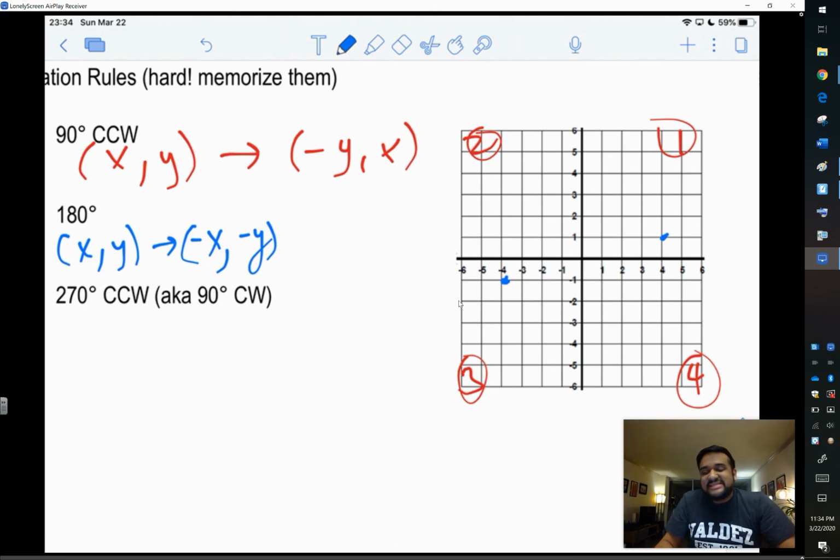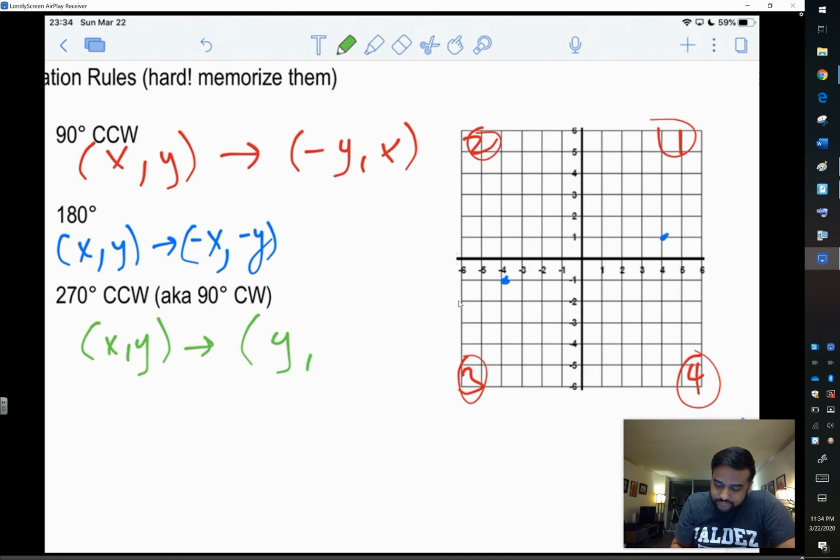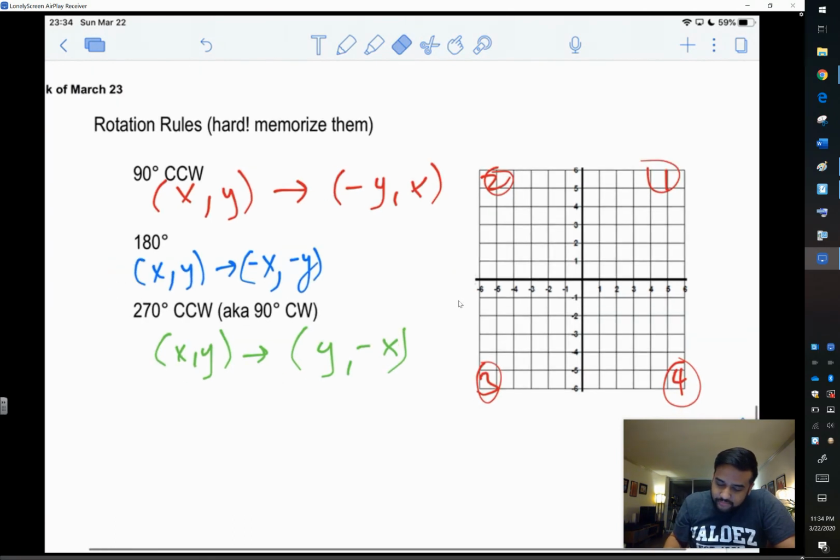Finally, 270 counterclockwise is 270 in one direction or 90 in the other direction. So 270 counterclockwise is the same as 90 clockwise. The rule for a 270-degree counterclockwise rotation is this. It's very similar to the last one with a minor change: (y, -x). Let's close out with some examples.